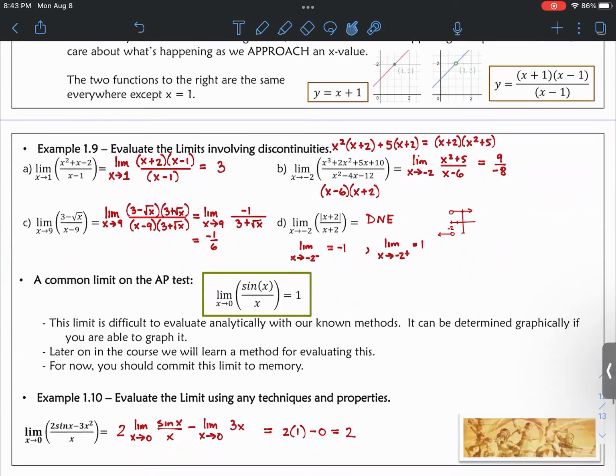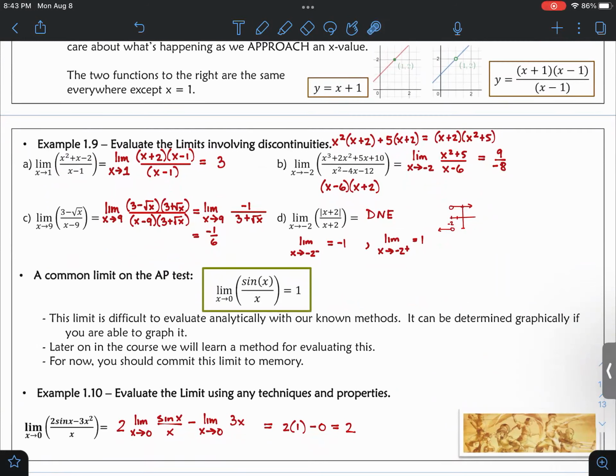Part B, slightly more complicated factoring, but nothing you can't handle. Here's my work factoring the numerator. Here's my work factoring the denominator. What they have in common is an x plus 2. If you get rid of that, here's what's left. Can we plug a negative 2 into what's remaining and get back a real answer? Yes, that works for a limit.